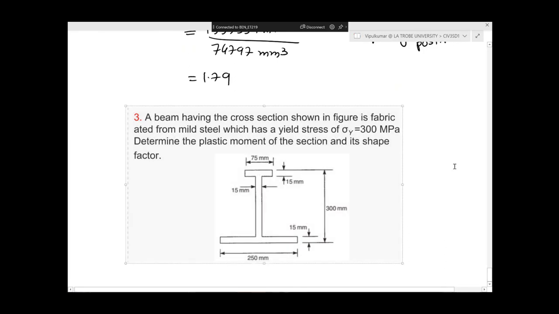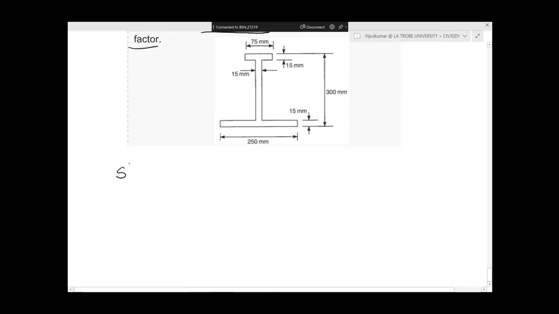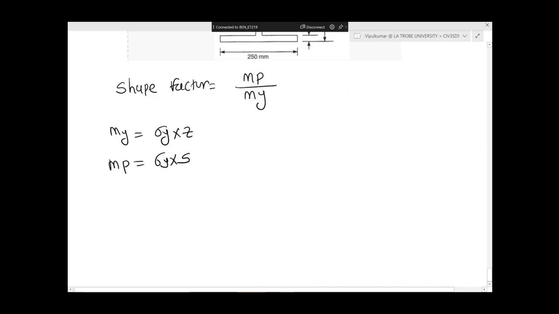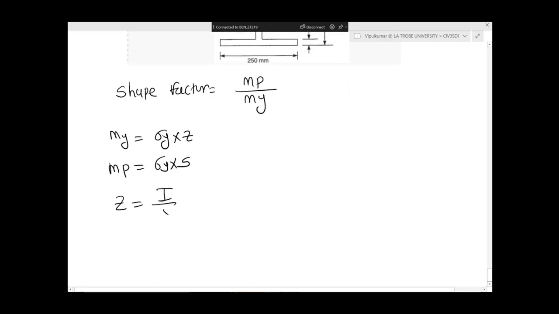We need to calculate the plastic moment of the sections. We need to calculate the shape factors. Of course, we need to calculate the yield moment as well, because we need to calculate the shape factors, right? So shape factor equals plastic moment over yield moment. Yield moment is equal to sigma y times Z. Plastic moment is equal to sigma y times S. Z is equal to I over y, the elastic section modulus. For that, we need to find the I and distance y.